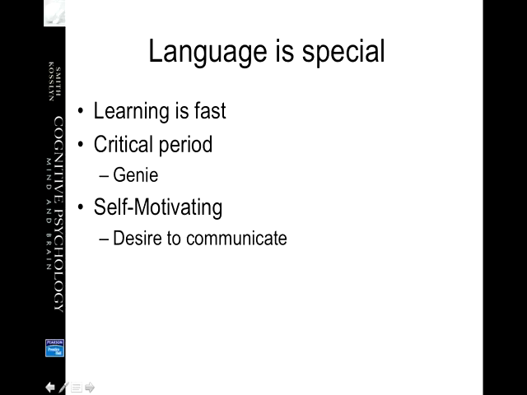And the reason that we learn language so quickly is that there's a self-motivation component. People are naturally social. We like to communicate. And the reason that children learn fast is so that they can communicate their needs better.